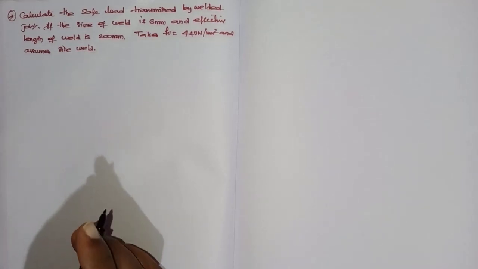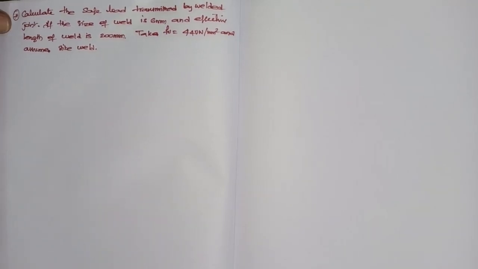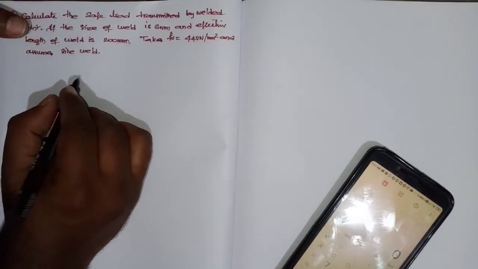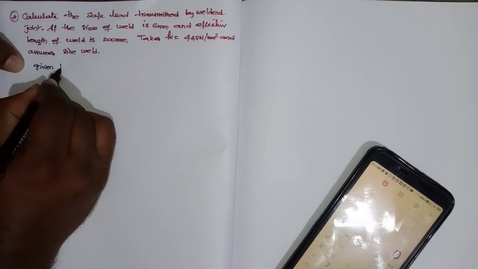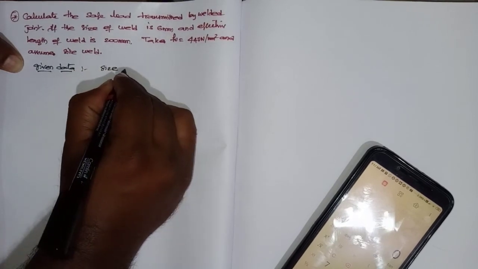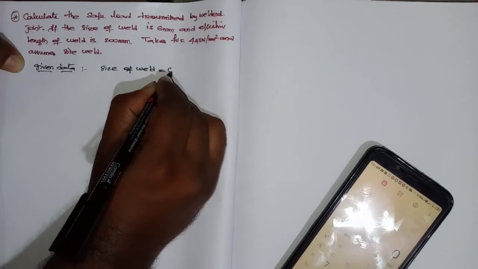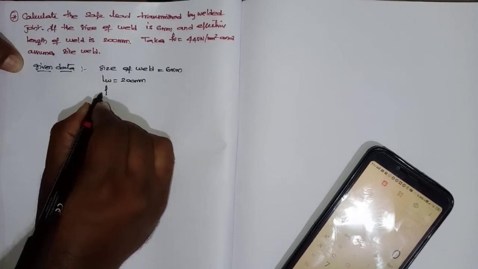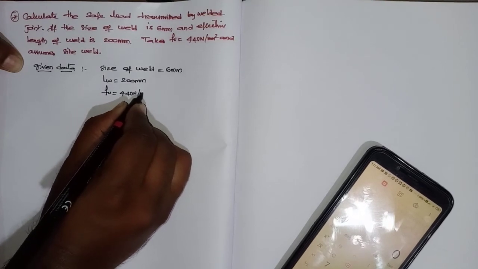Now this is a small problem I have taken from the previous questions. I have actually missed my calculator. Now, what is the given data? Size of the weld is given as 6 mm, effective length of weld as 200 mm, and FU as 440 Newton per mm square.